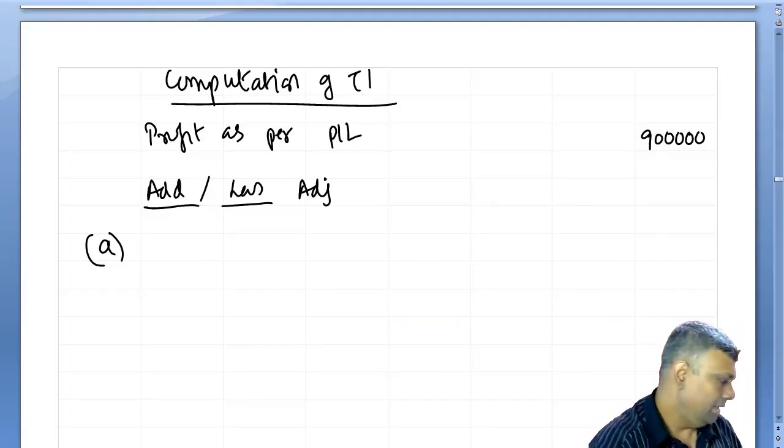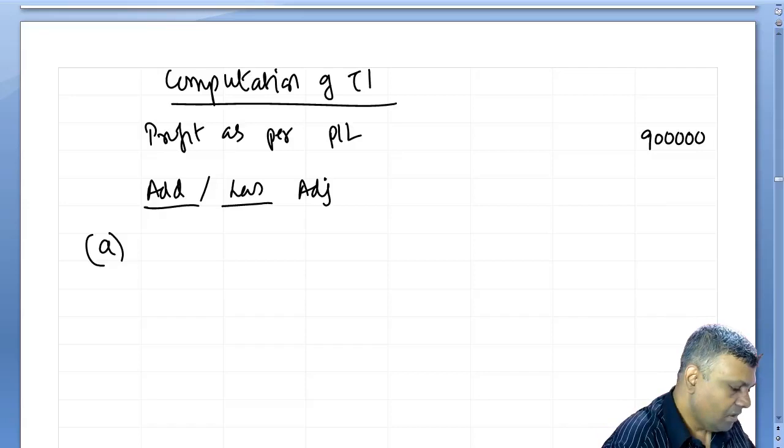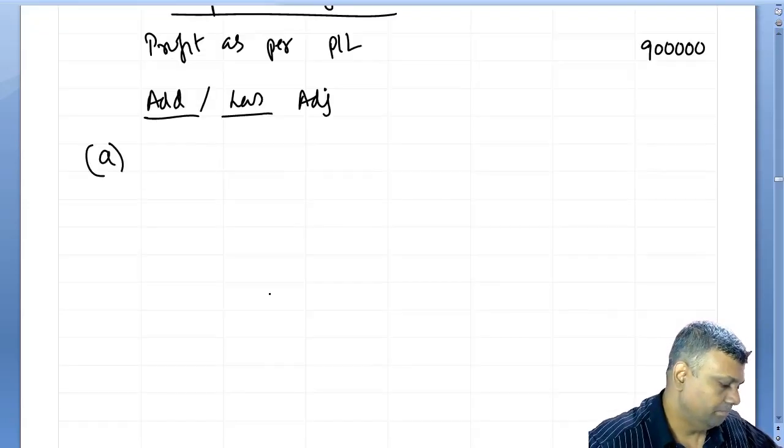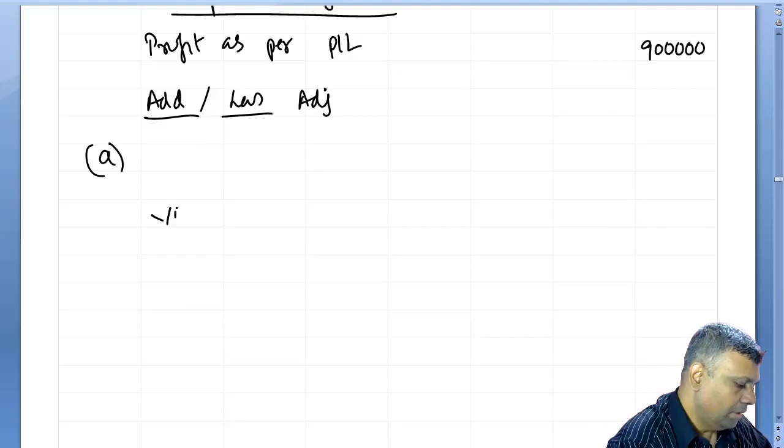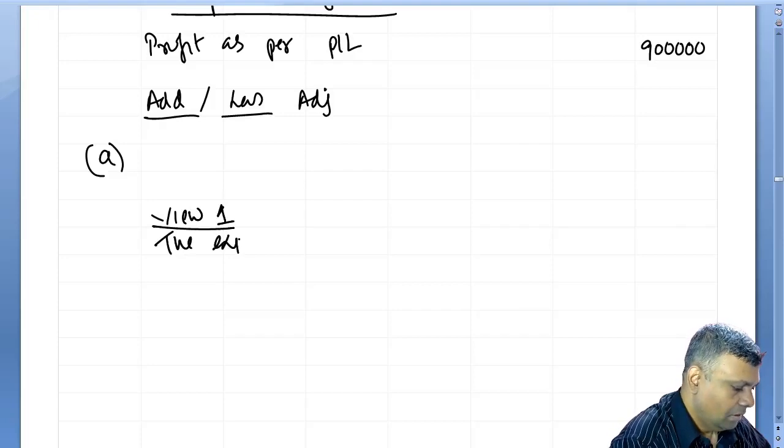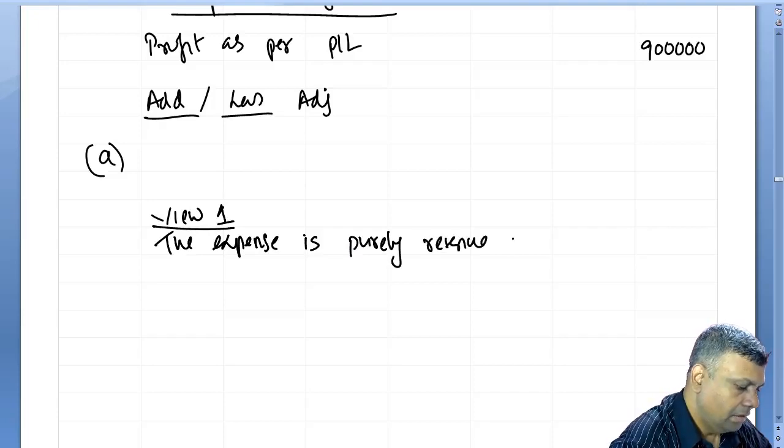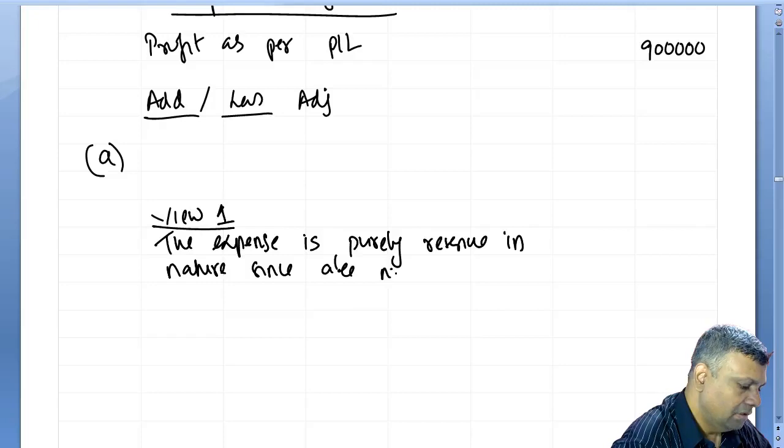Point number A, different views. Okay. View number 1. The expense is purely revenue in nature since the assessee is not the owner of the building.